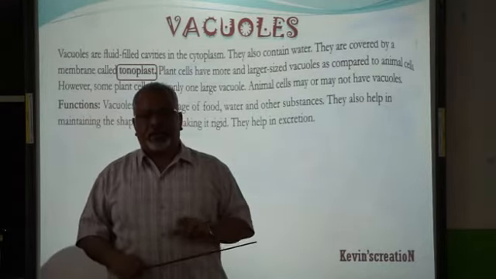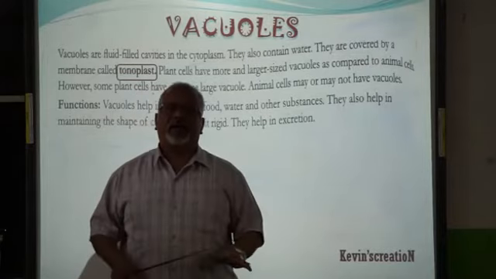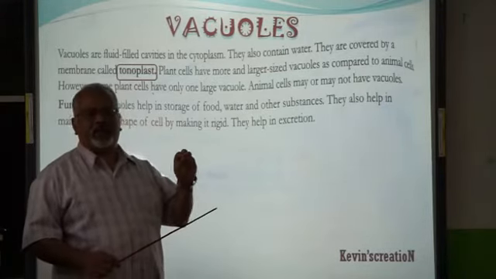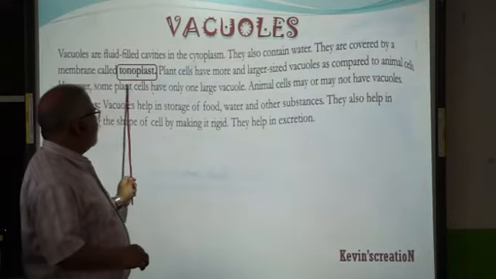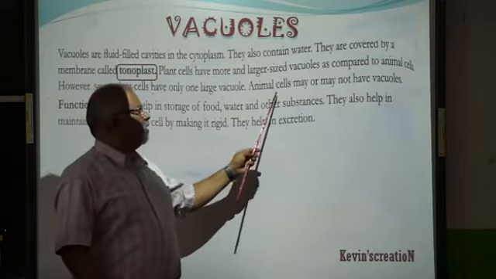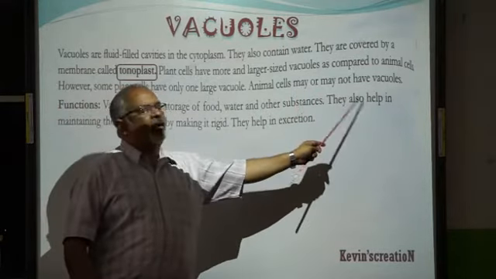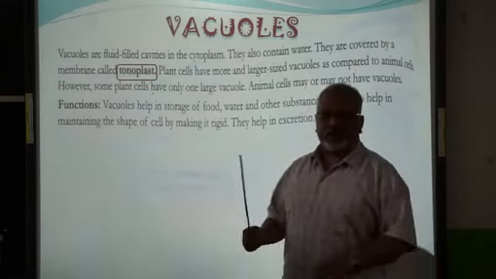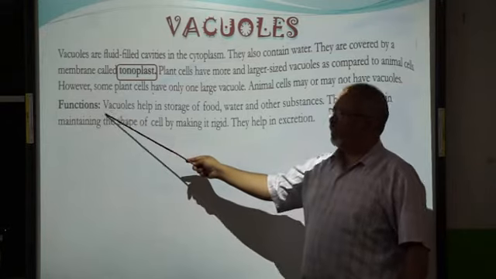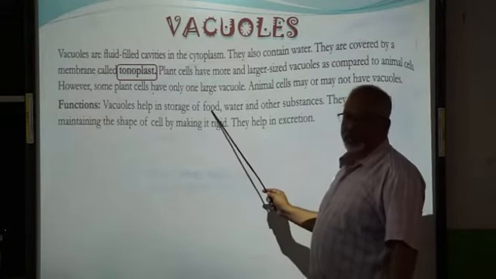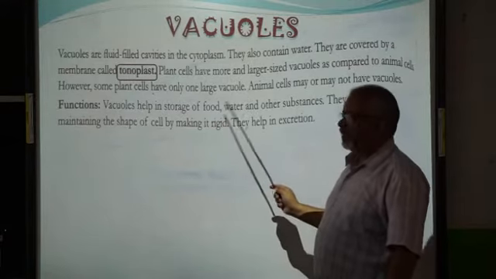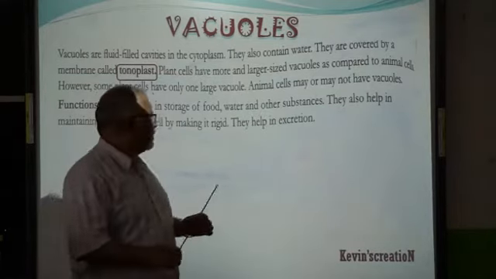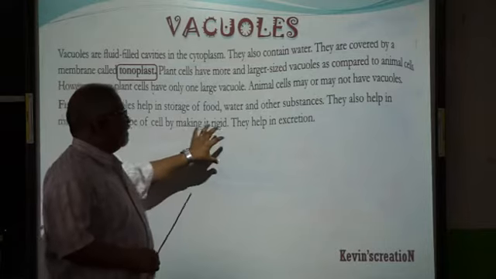Plant cells have one large vacuole; animal cells may or may not have vacuoles. Even if they have, it is small and temporary. Now the functions of vacuoles. They help in storage of food. Inside the vacuole you may have food, water and other substances. They also help in maintaining the shape of the cell by making it rigid.